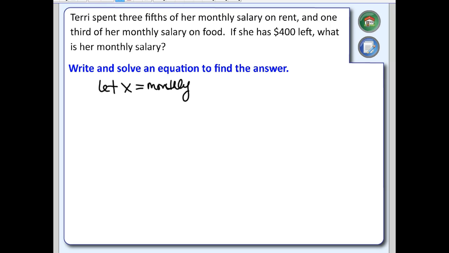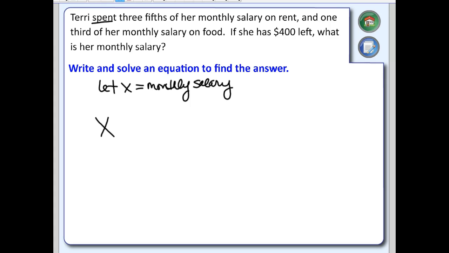So mom and dad, Mrs. Burton gets paid at the beginning of the month, and I've got to budget it all out to take care of rent and food and transportation. So let's see. So that means she gets paid her salary. So we're going to go ahead and make that x, okay?